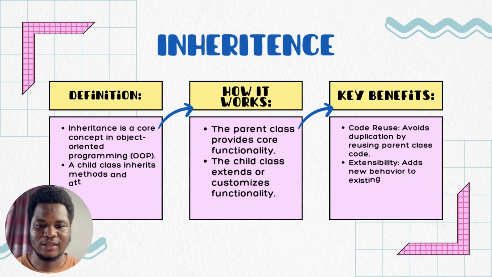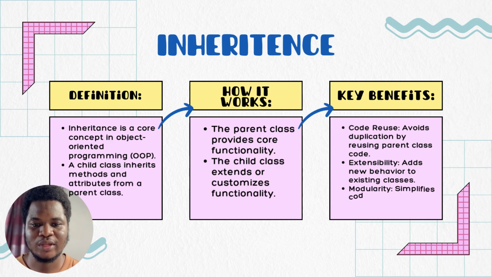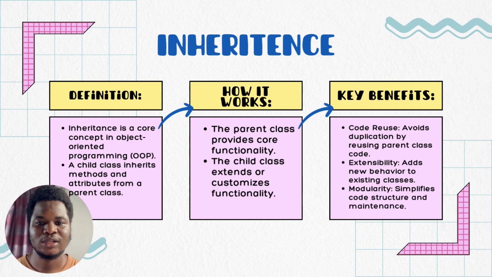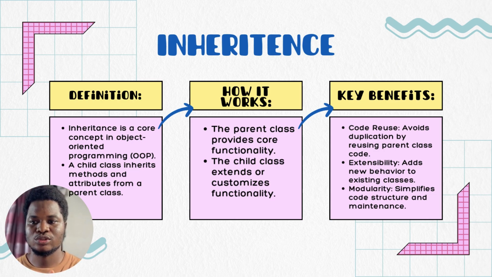So after we had the class design and implementation, we start with the inheritance. You must be wondering what is inheritance. Inheritance is one of the key concepts of object-oriented programming. It allows a child class to inherit methods and attributes from a parent class, enabling code reuse and extensibility. This means we can build on existing functionality without rewriting the same code, which makes our application more efficient and maintainable.